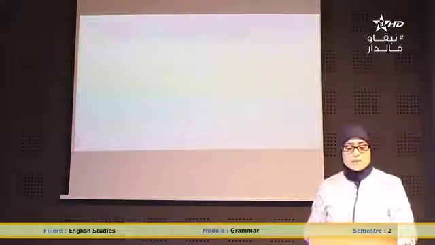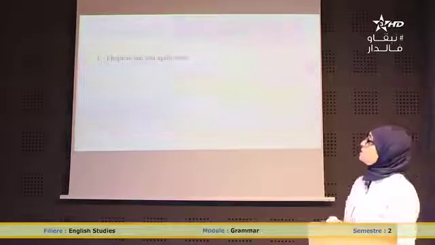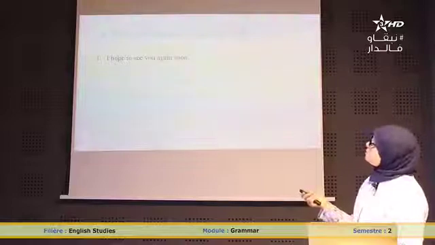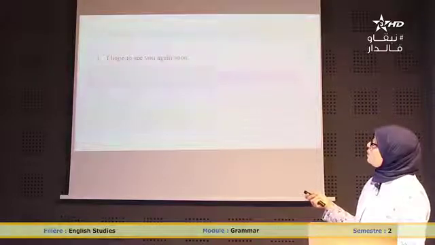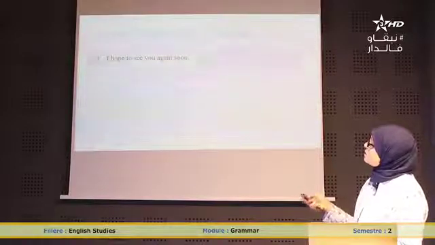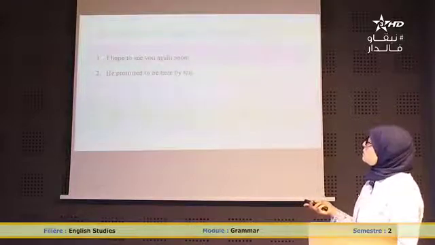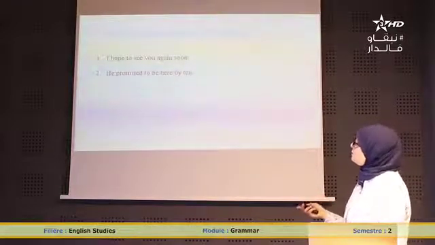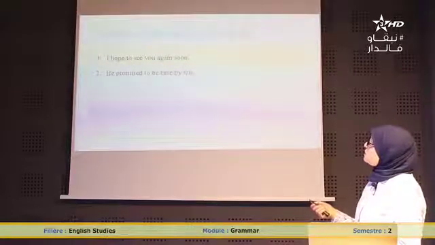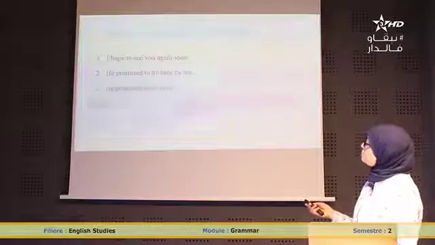Now let's look at the verbs that are followed by infinitives. Look at this sentence. I hope to see you again soon. Again, we have a subject, then we have the main verb, hope, and we have an infinitive which is used immediately after the verb hope. Look at the second sentence. He promised to be here by 10. Again, we have a subject, we have the main verb of the sentence which is promised, and we have the infinitive immediately after the verb.